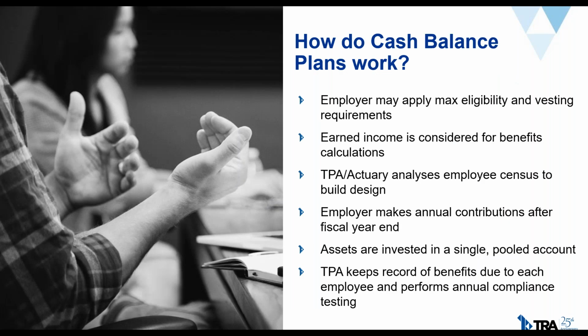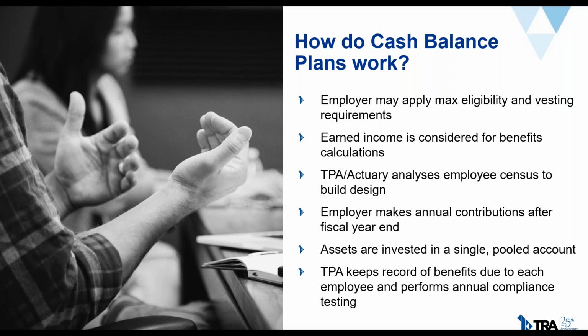So how do cash balance plans work? In general, if an employer already has a 401k profit sharing plan, most of the time, the eligibility criteria will match that plan. However, sometimes eligibility can be changed to a maximum time period. Vesting on a cash balance plan can go out to a 3-year cliff vesting. Earned income is considered for benefit calculations, and that sounds pretty familiar, I'll imagine.